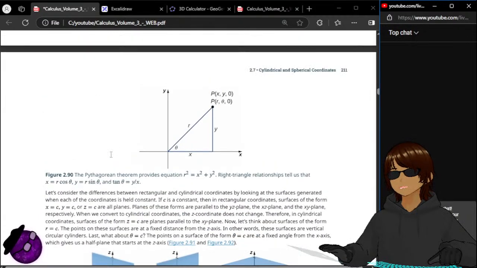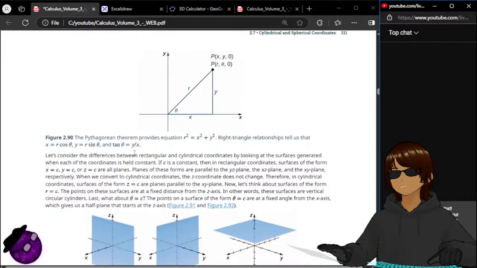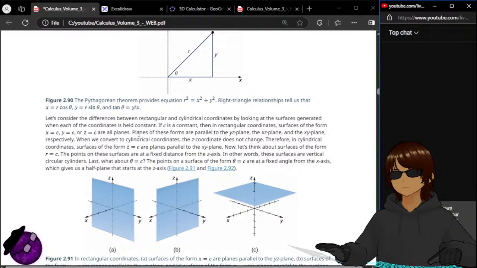Let's consider the differences between rectangular and cylindrical coordinates by looking at the surfaces generated when each of the coordinates is held constant. If c is constant, then in rectangular coordinates, surfaces of the form x equals c, y equals c, or z equals c are all planes. Planes of these forms are parallel to the yz plane, the xz plane, and the xy plane, respectively.